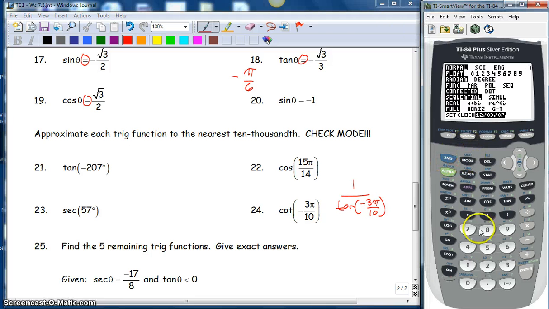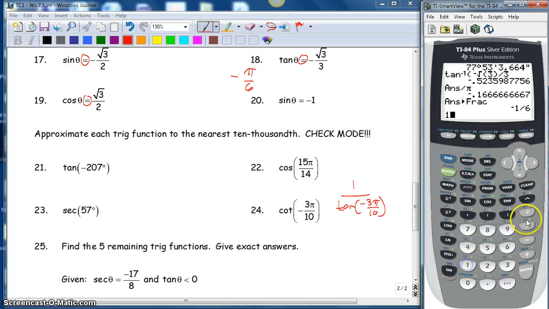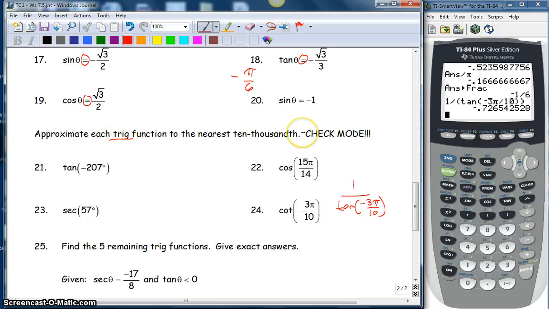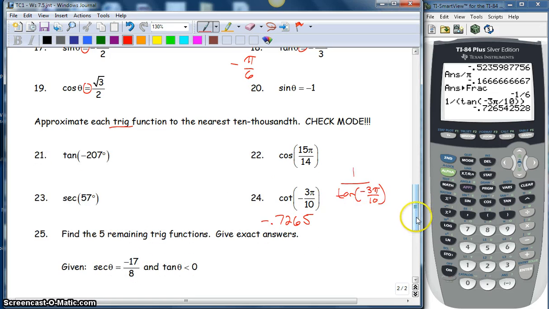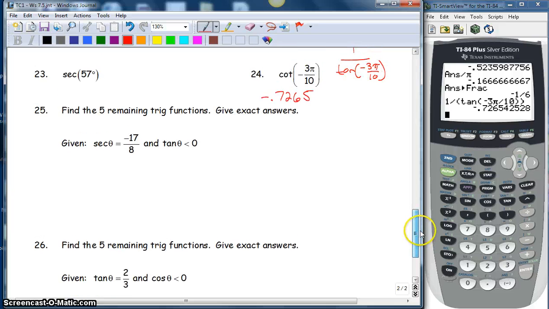So this one, you just type in 1 divided by tangent of negative 3 pi divided by 10. And then close the parentheses. And you get the answer of, and again, this is a trig function we're finding, so nearest 10 thousandths, that's 4 decimal places. So this is negative 0.7265.